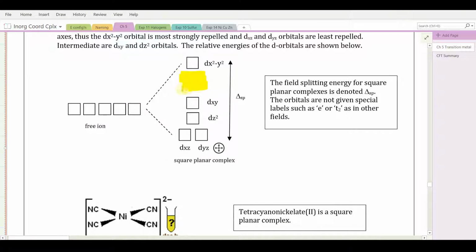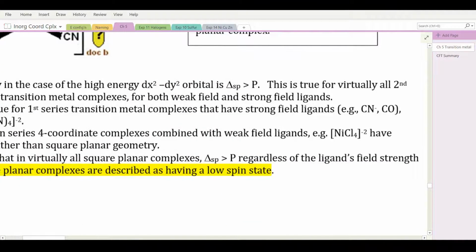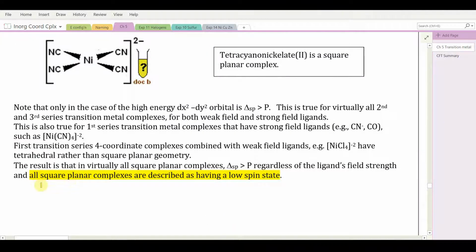This field splitting energy is much greater than the pairing repulsion, such that all 4 low energy d orbitals will be filled before any electrons enter the high energy dx squared minus y squared orbital. Again, we can say the square planar field splitting energy is greater than the pairing repulsion, and this is true regardless of the ligand's field strength, whether it be weak or strong. And as a result, all square planar complexes are described as having a low spin state.